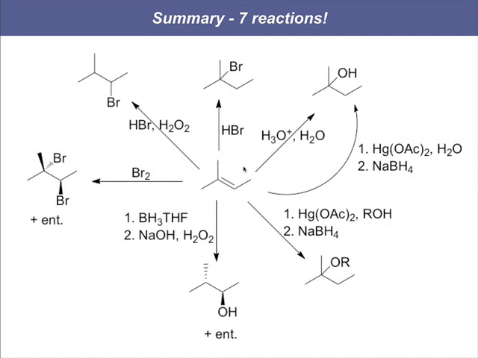Then we did Markovnikov addition of alcohol. So again, our OH going on to the more substituted position and the H going on to the less substituted position. We can do that two ways. We can do that with acidified water, H3O+ and water, or we can do it with oxymercuration-demercuration. First, we add our mercury acetate in water, then we add NaBH4. Two ways to give Markovnikov addition of an alcohol.